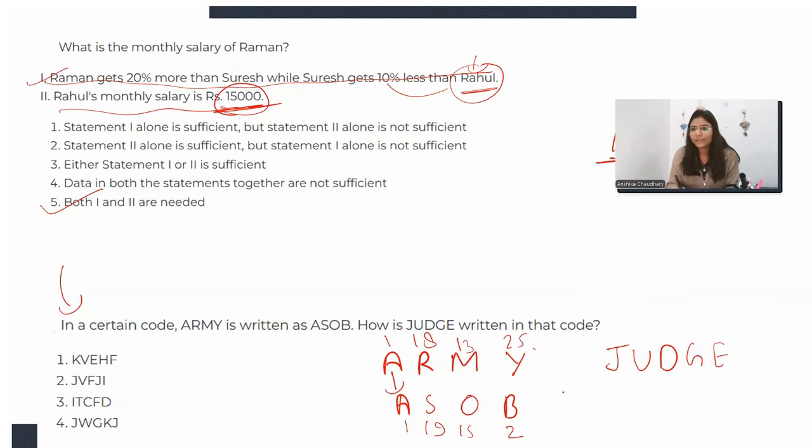Again A is 1, then R is 19, M is 15, and Y is V. Okay, so this will remain the same. Here 18, 19. So the next would be STUV. Then the next would be V, right? So let's see in the options what we have, JV. So option number 2 will be the answer, right? Directly we can eliminate the options. Otherwise, by following the same pattern, you can find out the answer, right?